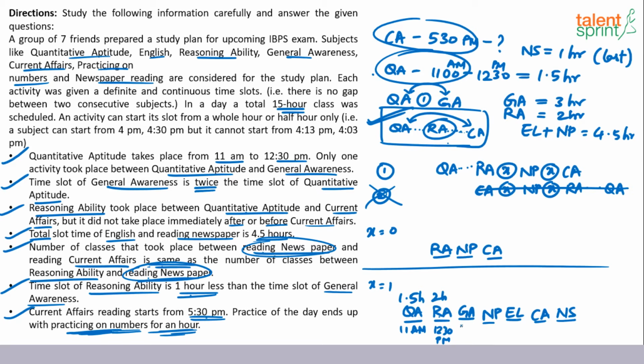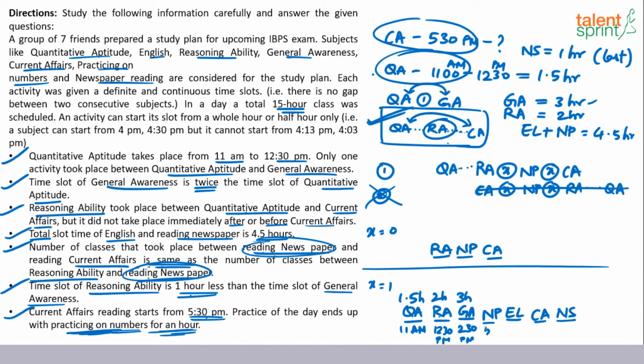General awareness should start at what p.m.? What time? 2:30 p.m. Yes or no? From 12:30, 2 hours is 2:30 p.m. Reasoning started at 12:30. It goes up to 2 hours. So it ends at 2:30. And at 2:30 immediately general awareness starts. General awareness is for how many hours? 3 hours. So something started at 2:30 and it goes on for 3 hours, meaning it goes on till 5:30. Yes or no? It goes on till 5:30.